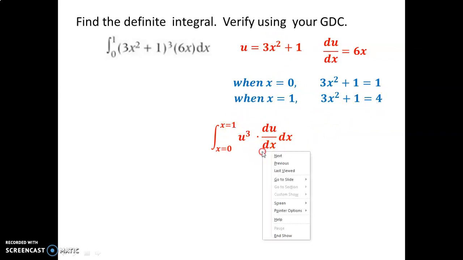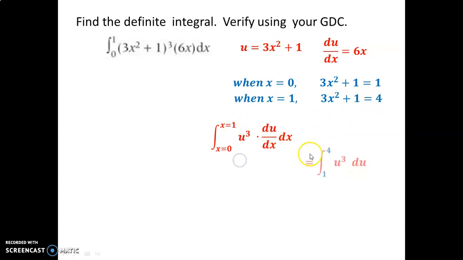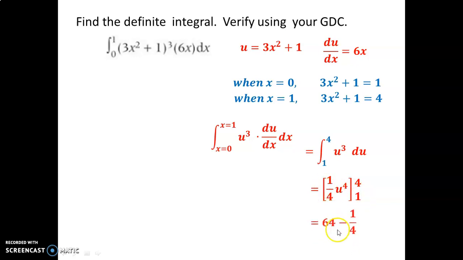So we can rewrite this with these new boundaries for the u function. And the boundaries are now 1 to 4, instead of 0 to 1, because those apply to the x function. All right, so now in terms of u, we have the new boundaries, we have this. We take the integral, which is 1 over 4 u to the 4, and we apply those boundaries 1 to 4. So you put 4 in here, and then minus 1 put into here. So you calculate it like this.